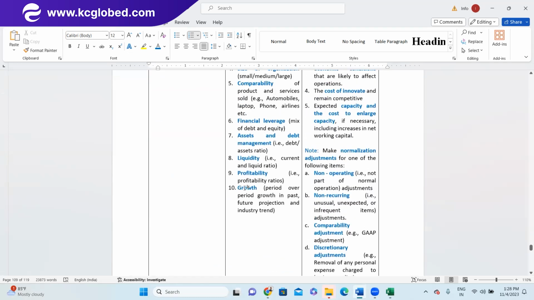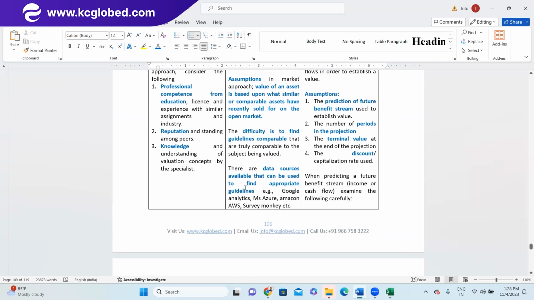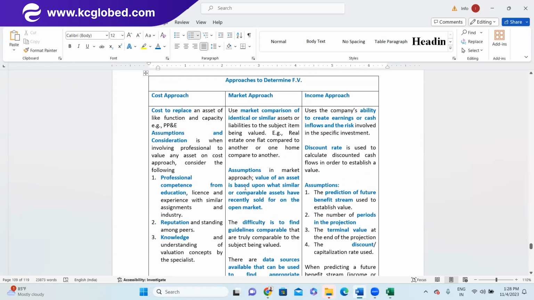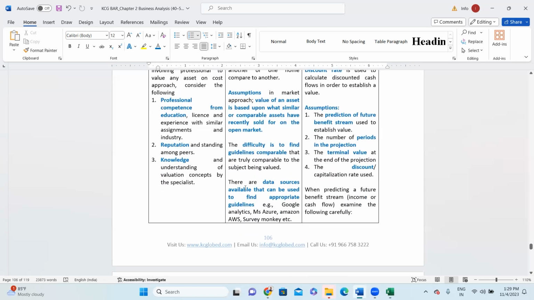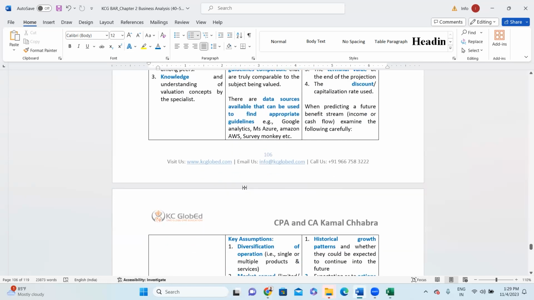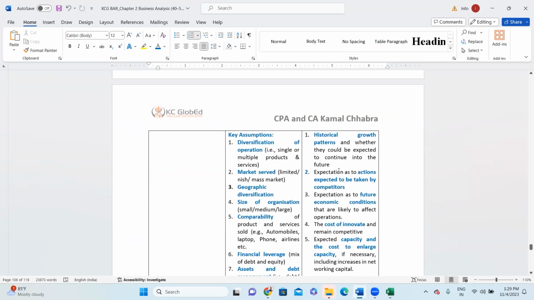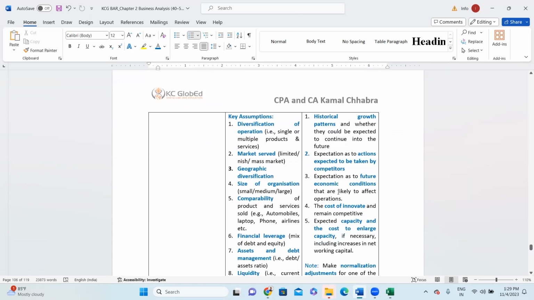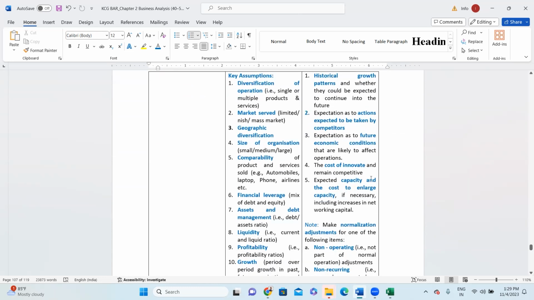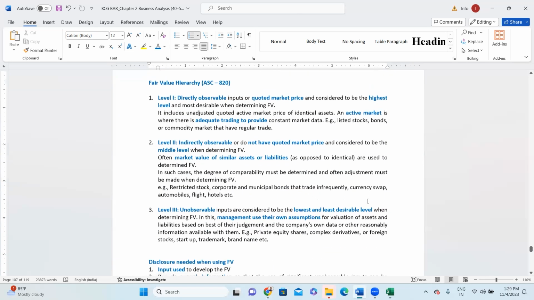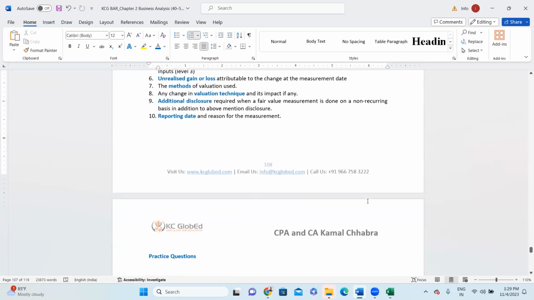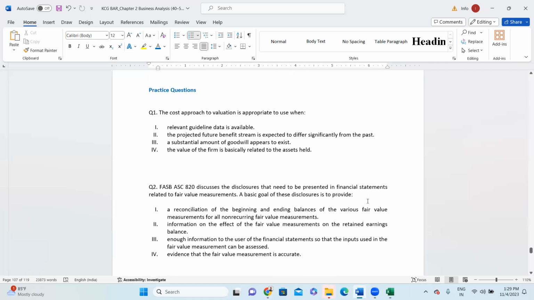So you need to select the best right option. So relevant data, if you recall, is more important in the income approach. So this relevant data, historical data, growth pattern, all of these are called relevant data, right? It's more toward the income approach, where it is very important because multiple data is used. So you need to select the best right answer.